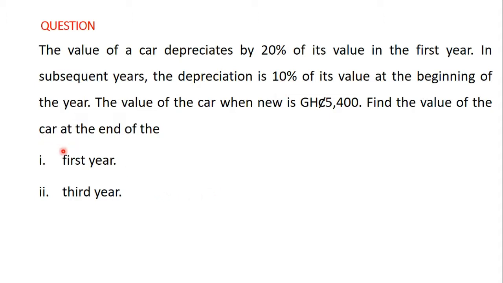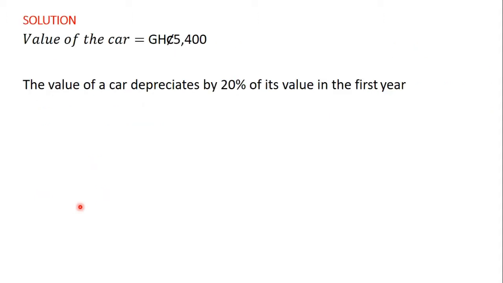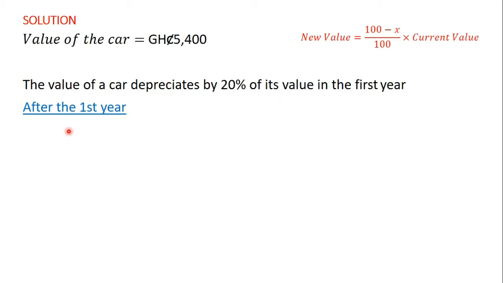The question is asking us to find the value of the car at the end of the first year and the value of the car at the end of the third year. Let's begin with the first part, the value of the car at the end of the first year. The current value of the car is 5,400 Ghana cedis. The question told us that the value of the car depreciates by 20% of its value in the first year. So it means that after the first year, the value of the car will reduce by 20%.